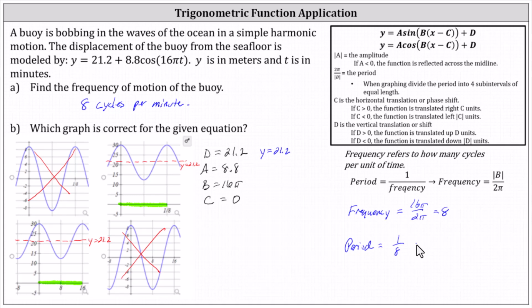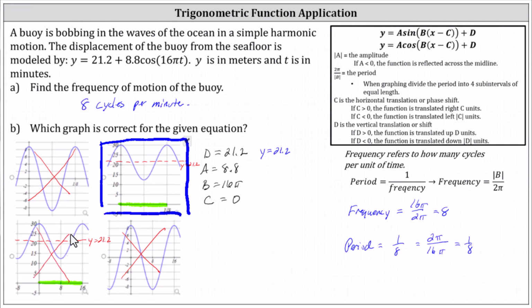Notice 2 pi divided by 16 pi does give us 1/8, which means the remaining graph in the first row, this graph here, must be the correct graph. But let's also check the amplitude. Notice the amplitude, meaning the distance from the midline to a max, or the distance from the midline to a min, is equal to the absolute value of a, or 8.8.